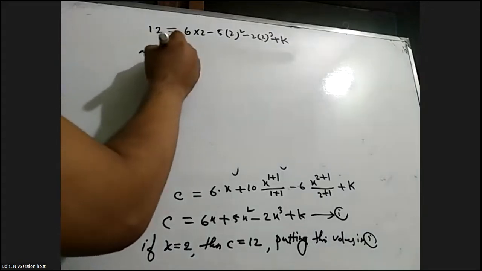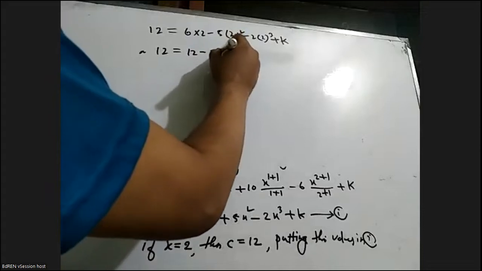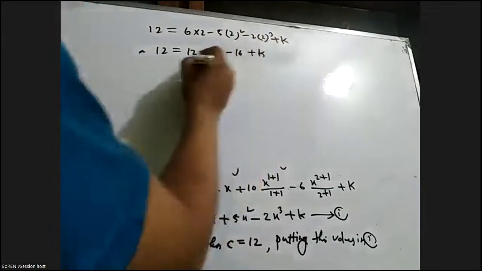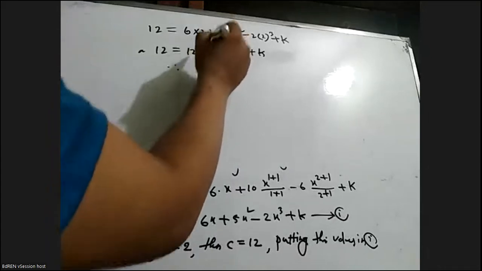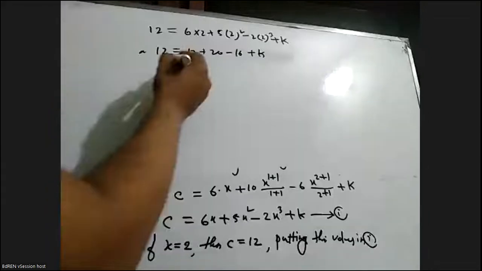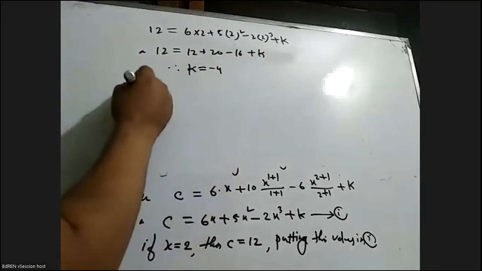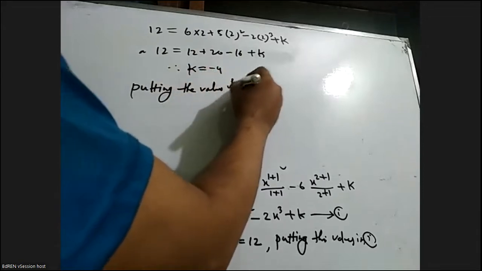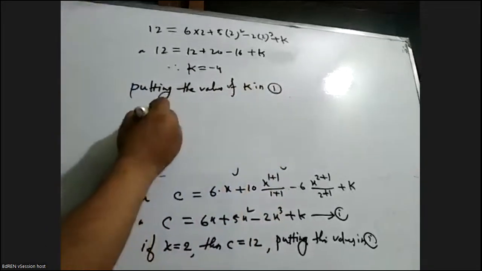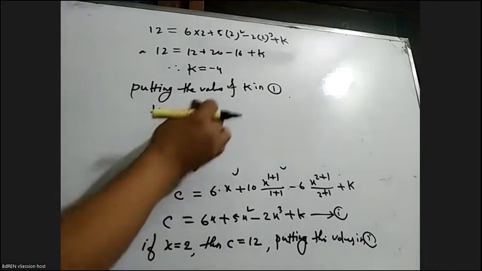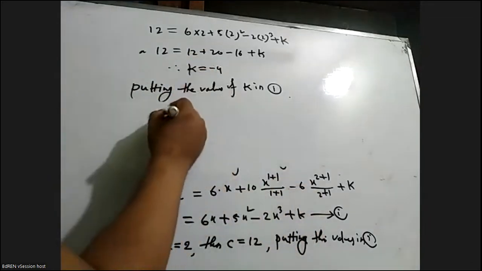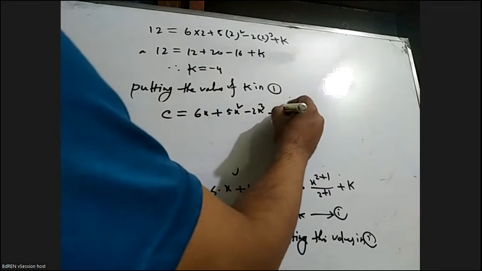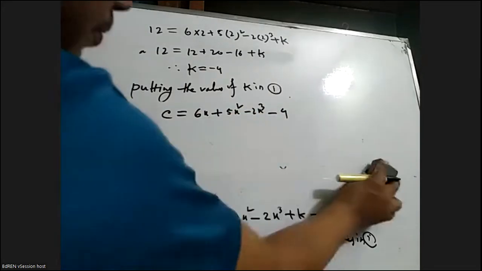So 12 equals 12 minus 20 minus what will be 16 plus k. This will be plus. So we obviously get k equals minus 4. Putting the value of k in equation 1, we get C equals 6x plus 5x squared minus 2x cubed minus 4. So this is the first result.